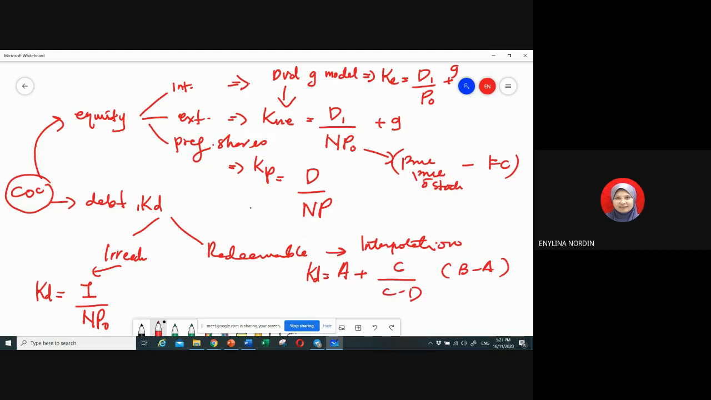But here you must bear in mind, since the interest is paid before tax, we need to calculate the cost of debt after tax. It equals KD before tax multiplied by 1 minus the corporate tax rate. So that is equity and debt.